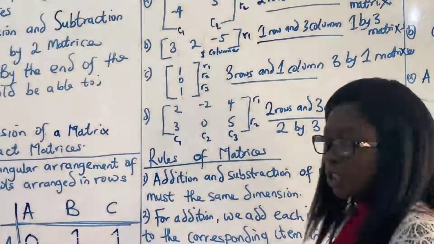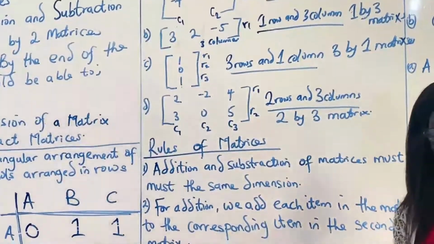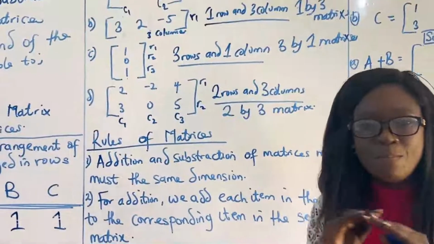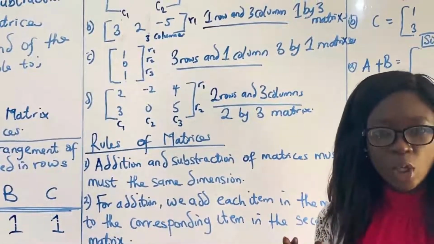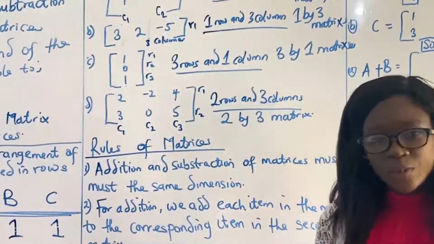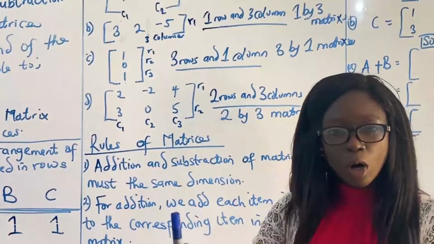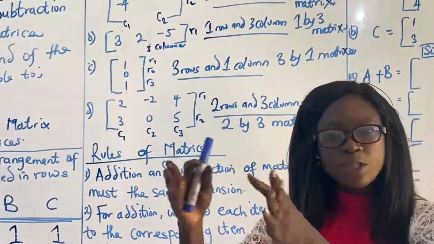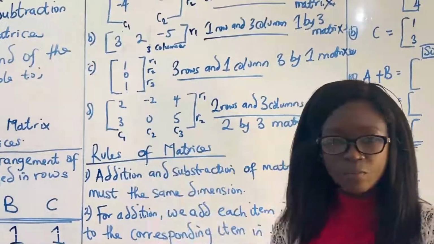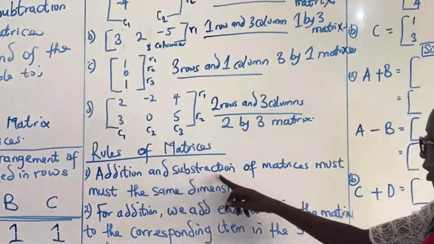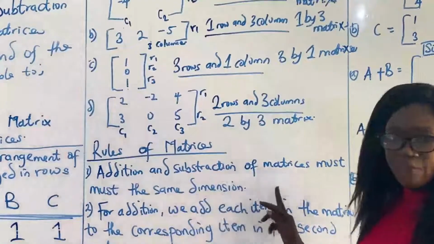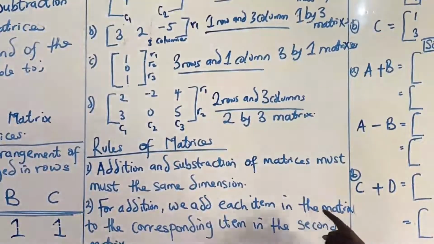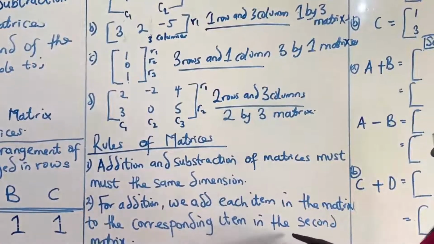Alright, so in addition and subtraction, there are rules that will guide us. Rule number 1: in adding and subtracting any matrix, their dimension must be the same. Meaning that if you're adding or subtracting matrices, you'll be having 2 or more matrices. So if matrix A is 2 by 2, matrix B must be 2 by 2, matrix C must be 2 by 2. Is that clear? That's what we mean by addition and subtraction of matrices must have the same dimension.